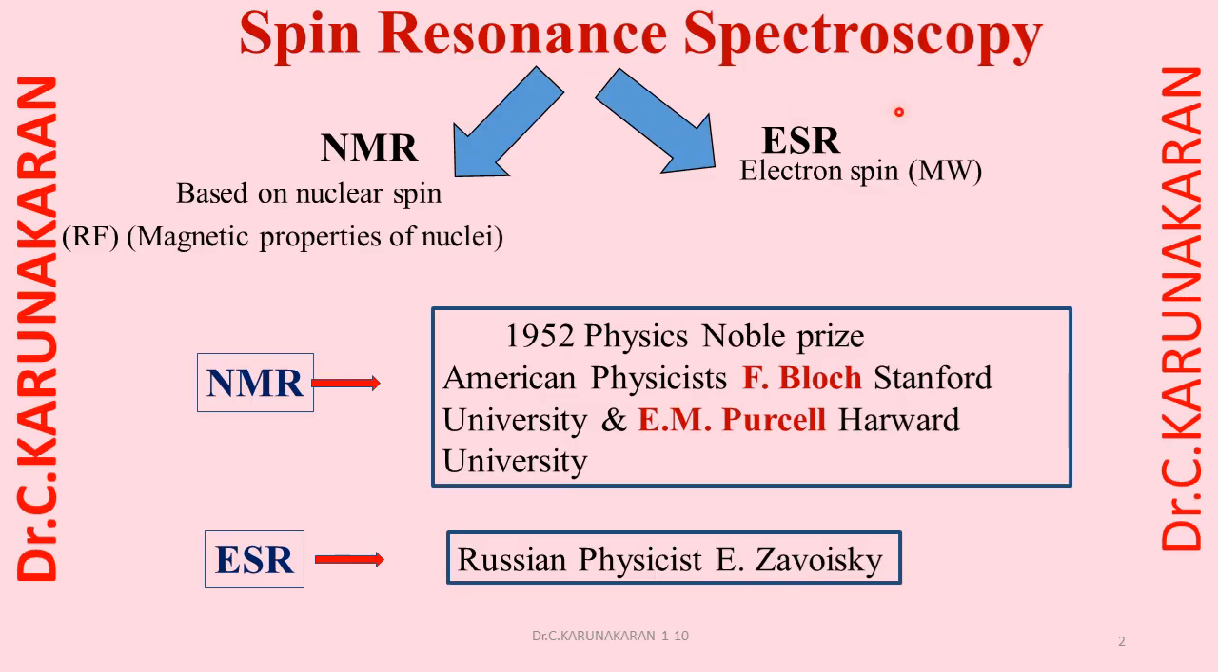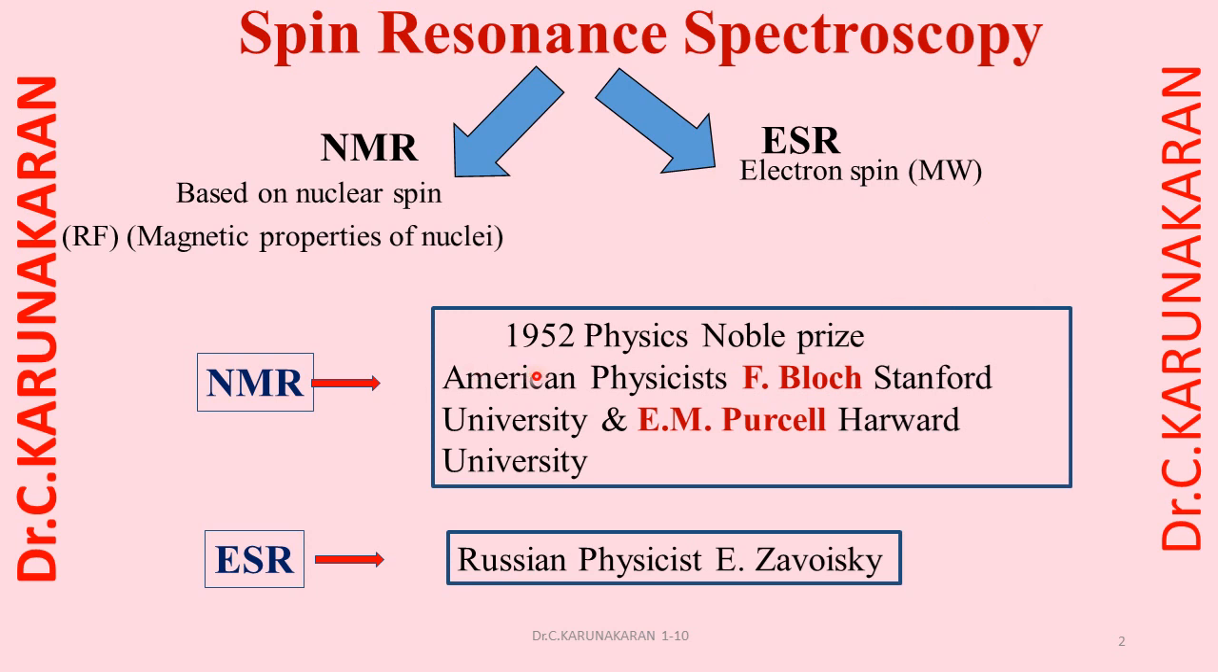Spin resonance spectroscopy is broadly classified into two types, NMR and ESR. NMR deals with the nuclear spin resonance due to the spinning motion of proton nuclei, either clockwise or anti-clockwise, like a spinning top. ESR deals with the electron spin resonance, similar to nuclear spin resonance. The electron can spin either clockwise or anti-clockwise.